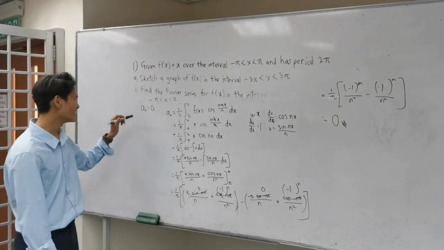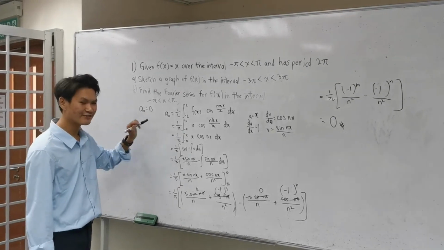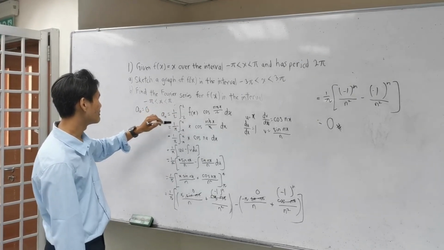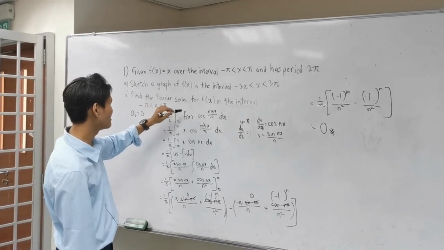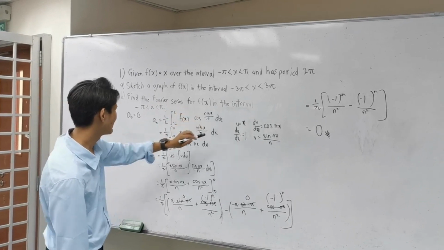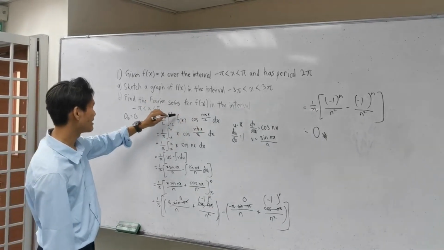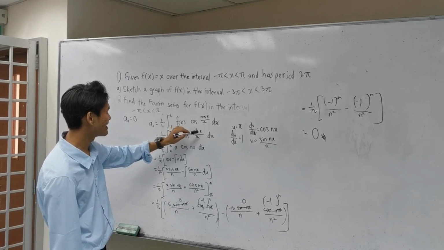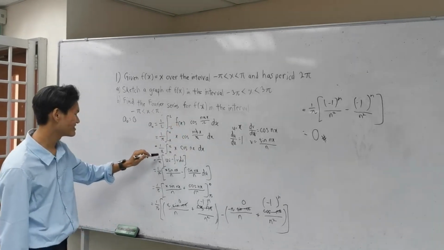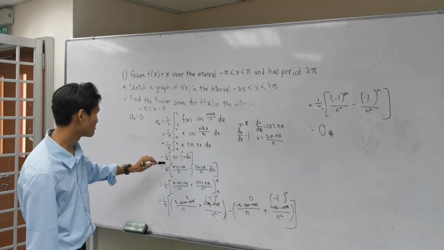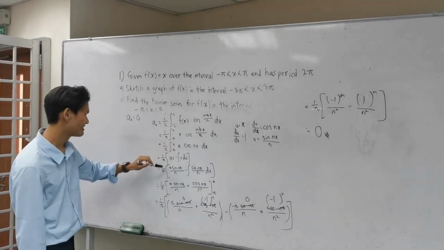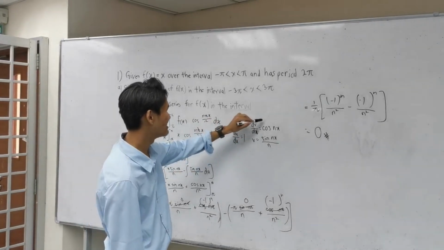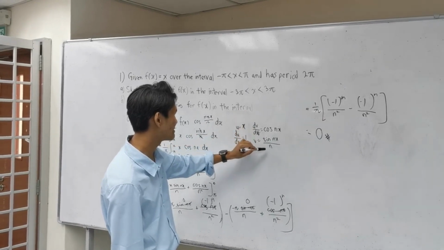After that, we continue finding an. So we start with this formula: 1 over L, integrate from negative L to L, f(x) cos(n pi x over L) dx. Then we substitute f(x) with x: x cos(n pi x), and pi is cancelled. We get this, and then we integrate using the u dv method. From here, x is u, so du is dx, and integrating cos we get sin(nx) over n.